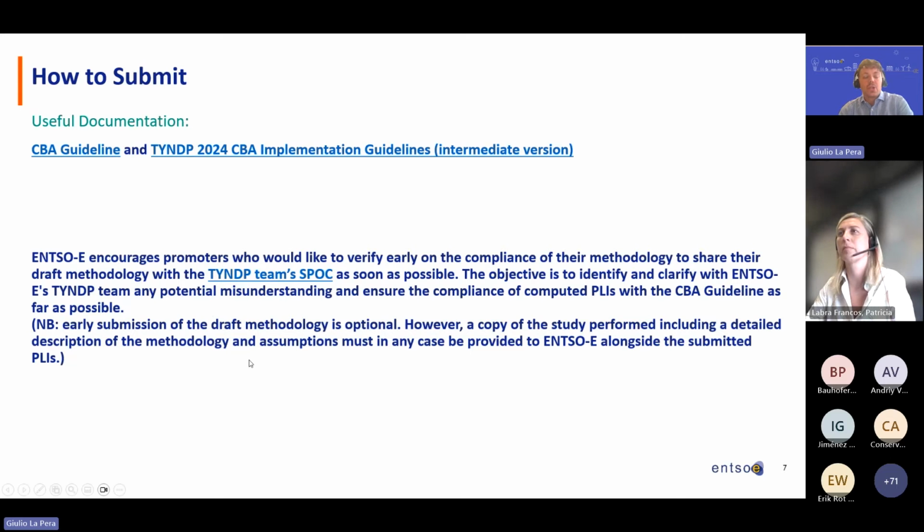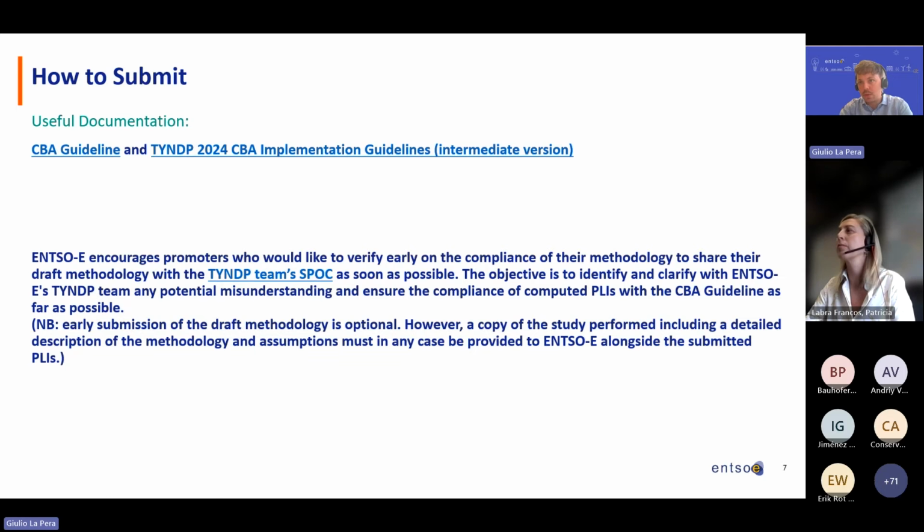So an early submission of the draft methodology is possible. It's an option you have. However, during the submission, you have to provide this document, a copy of the study performed with all the details and the description.